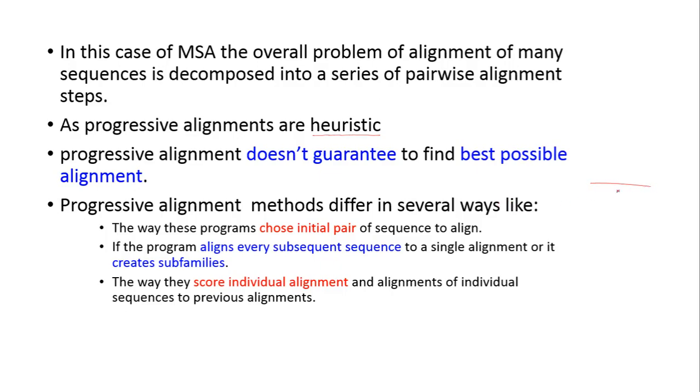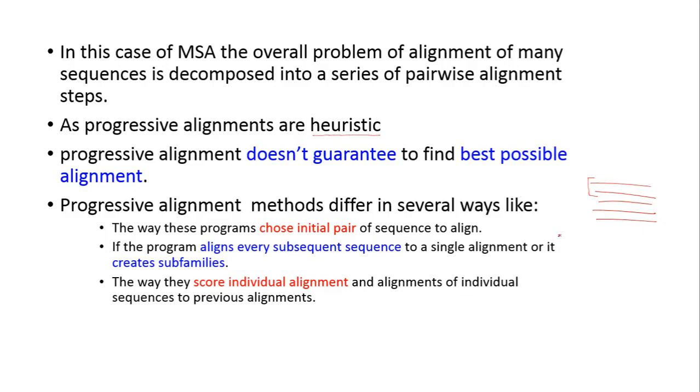Say, for example, you have these multiple sequences that need to be aligned. Some progressive alignment method might select the first two sequences, or they might have some different criteria for selecting the initial pair. So they differ in how they choose the initial pair, and then how they subsequently align the remaining sequences.